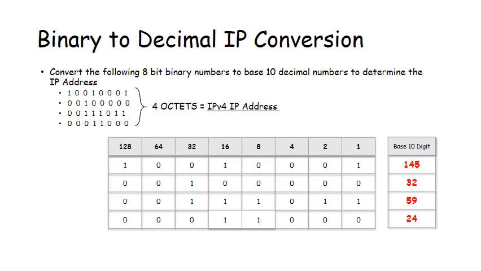So after doing that, you can see that the dotted decimal formatted IP address that resulted from the 32-bit sequence of 1s and 0s is 145.32.59.24.